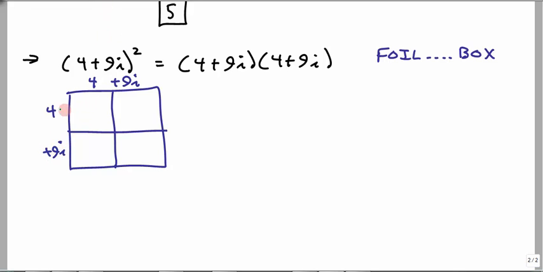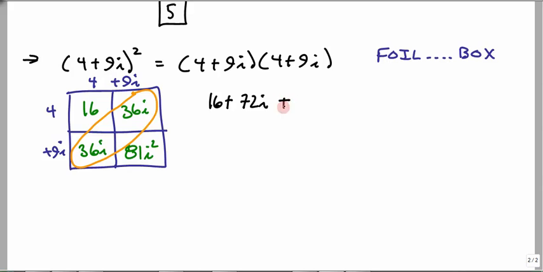Now for the box method, 4 times 4 is 16. 4 times 9 is 36, and of course I can't forget the i. 9i times 4 is 36i. Then down here in the bottom right hand corner, 9 times 9 is 81. i times i is i squared. Now we notice here we have some like terms. So when I write this out, I have 16. 36 plus 36 is 72i plus 81i squared.